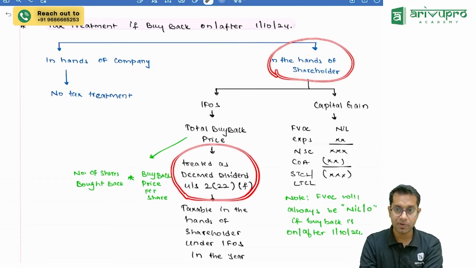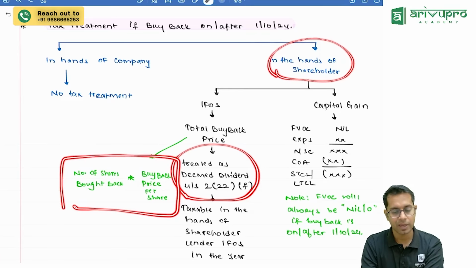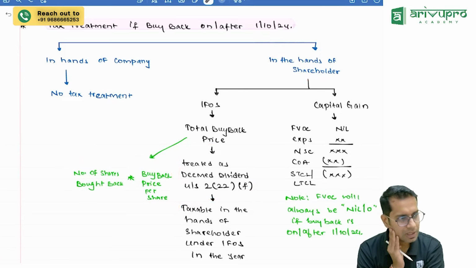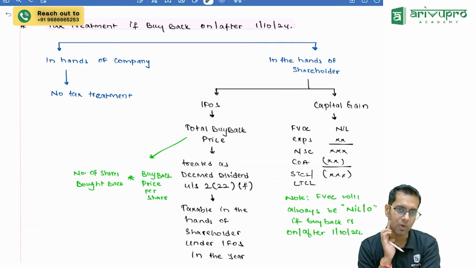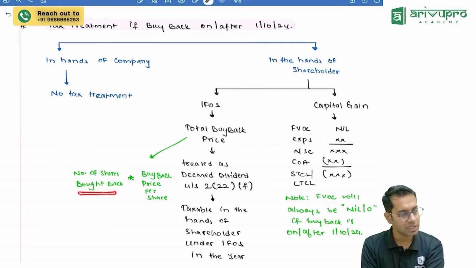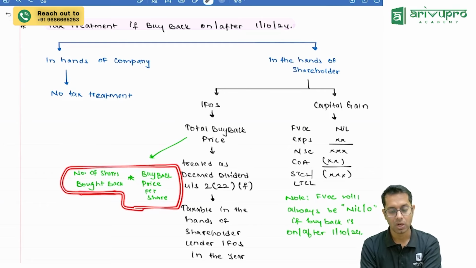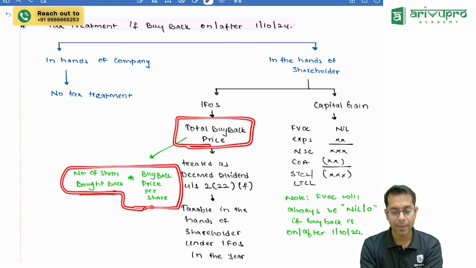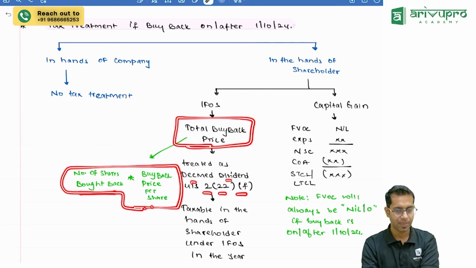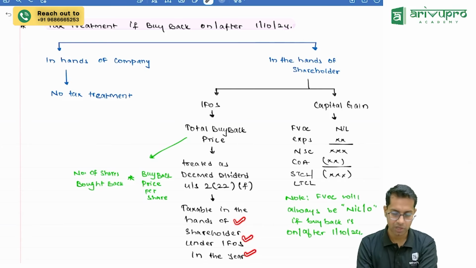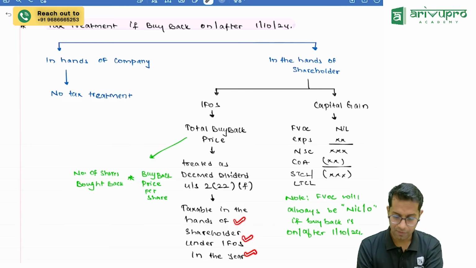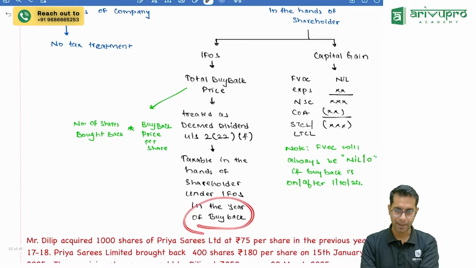What will be called as deemed dividend? Whatever amount is received by him. When the company is going to buy back, the company is going to pay some money. What is that money which is received? Number of shares which is bought back by the company into buyback price per share. So that entire amount, the total buyback price, will be treated as deemed dividend under section 2(22)(f), and it will be taxable in the hands of shareholder under income from other sources in the year when the buyback is happening.